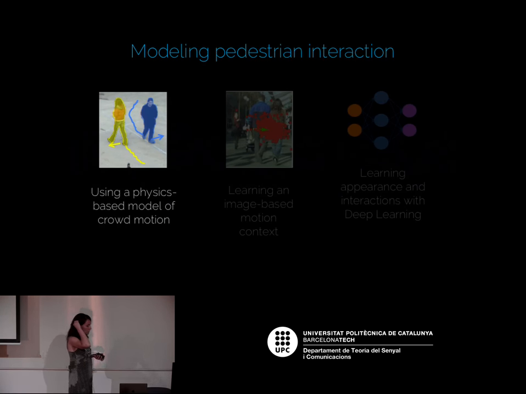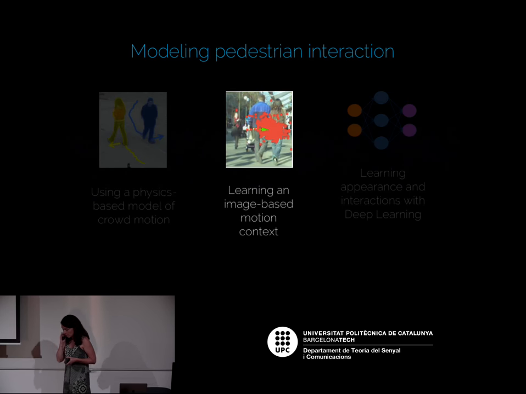So the first one is actually using a physics-based model of crowd motion. And this means that we have a series of forces defined by physicists that tell us how people move around each other. So basically how people avoid each other, how people avoid obstacles, et cetera. So what we can do is build this into our tracker to improve tracking. I'm not going to comment on this work because there's absolutely no learning there, so it's not so interesting for this particular summer school.